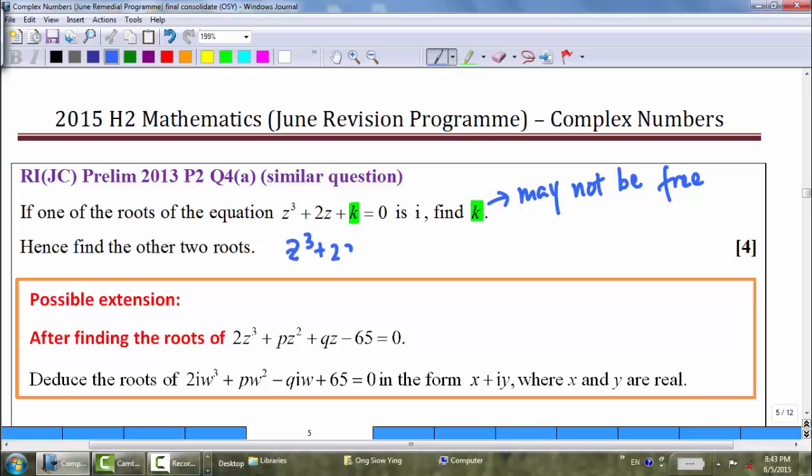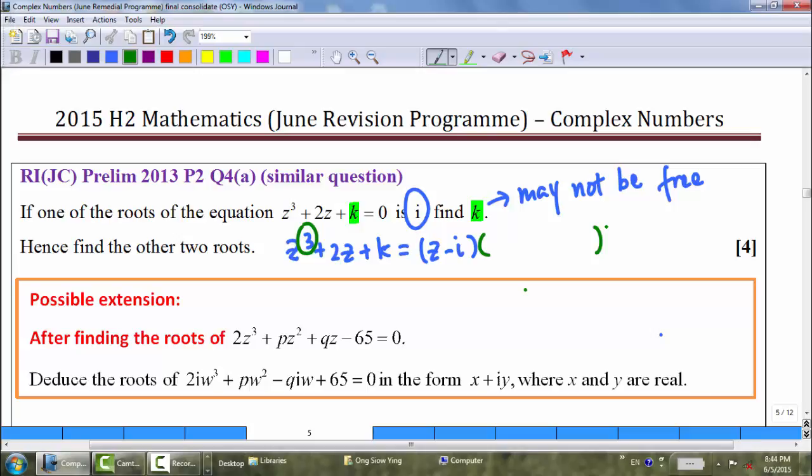Well, you just continue with this, but now you cannot assume you have only one root, so you can only form one factor. The root is i, so the factor will be z minus i. Now, to get the other factors, you know this is a cubic equation, so the other factor must be quadratic, because you don't have other known factors at the moment.